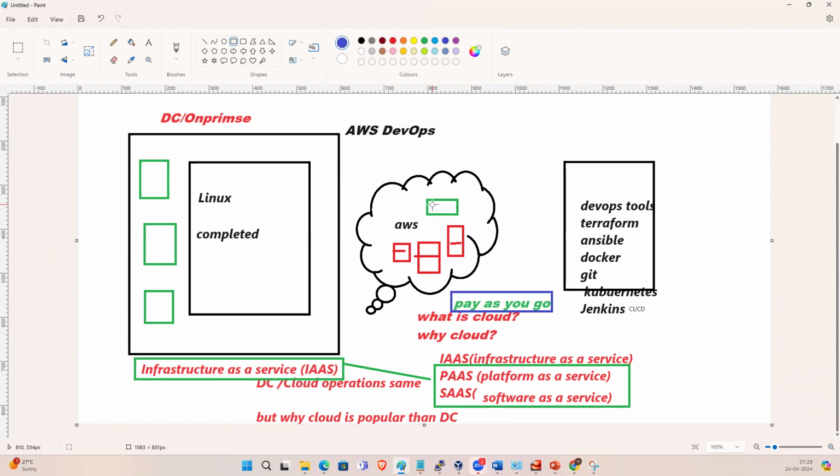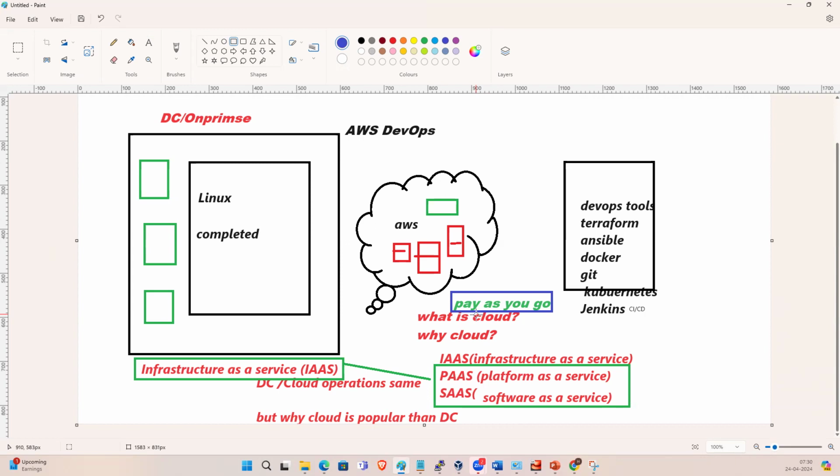Whenever you start the server, you can use it. Whenever you stop the server, it will not charge the money. That is also one of the big advantages. So what is the big advantage, guys? Pay as you go. Guys, understood? Yes, sir.